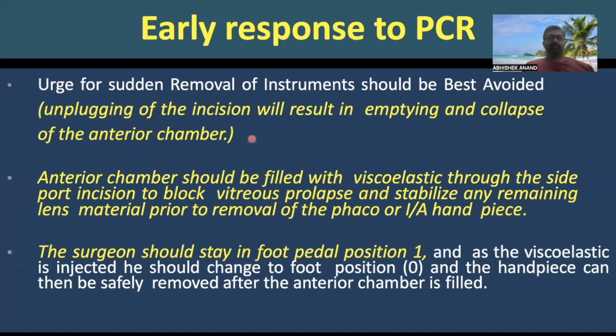One of the earliest responses to PCR is the urge for sudden removal of the instrument, and that should be best avoided. Unplugging of the incision will result in emptying and collapse of the anterior chamber. The anterior chamber should be filled with viscoelastic through the side port incision to block vitreous prolapse and stabilize any remaining lens material prior to removal of the phaco or the IA handpiece. The surgeon should stay in foot pedal position 1, and as the viscoelastic is injected, he should change to foot position 0. The handpiece can then be safely removed after the anterior chamber is filled and the viscoelastic is plugging the posterior capsule rent.